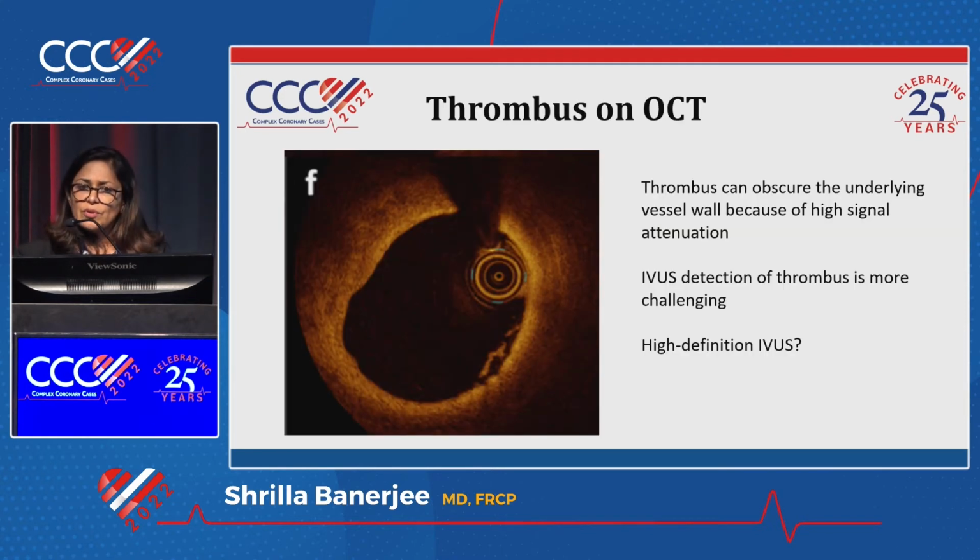When we look at thrombus on the OCT, you can see that it is much better visualized. Thrombus acutely looks quite irregular, and over the course of a week, if you image it repeatedly, you'll see that it smooths out. But thrombus can obscure the underlying vessel wall because of high signal attenuation. And as we said, IVUS detection of thrombus is more challenging, but maybe high-definition IVUS will lead the way forward for us in the future.